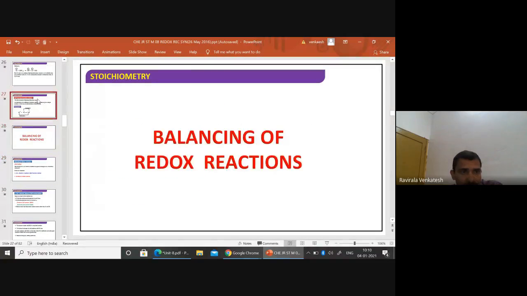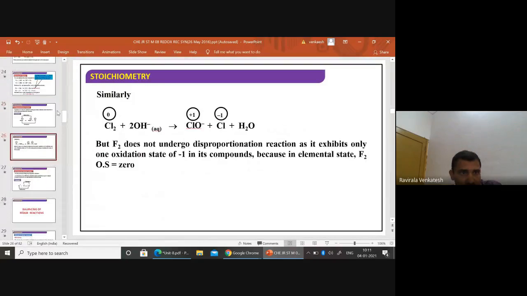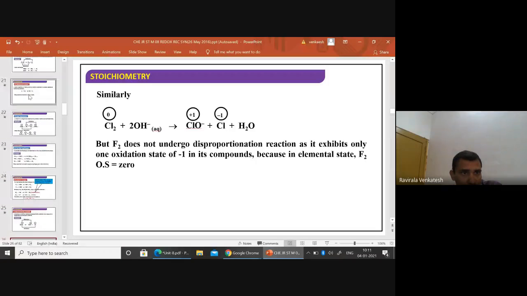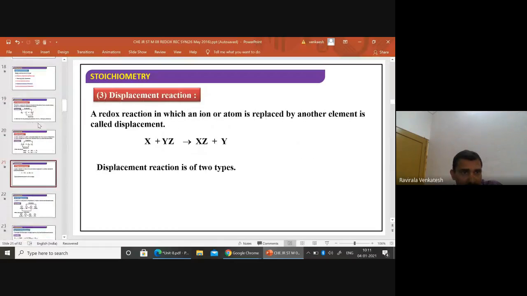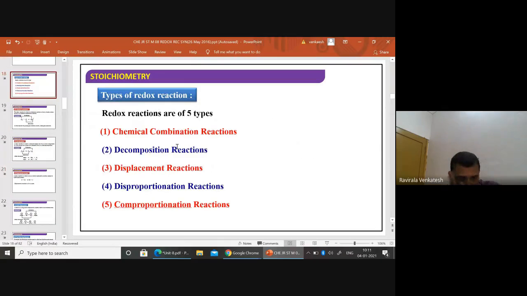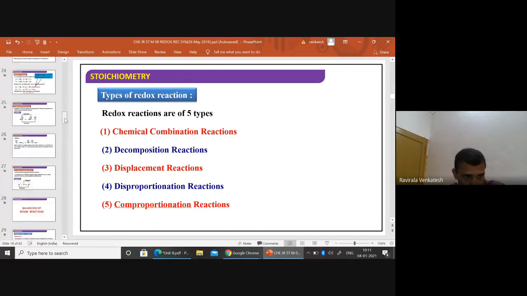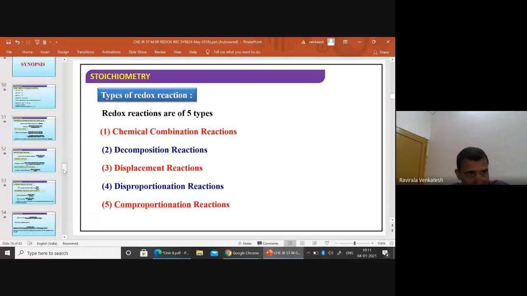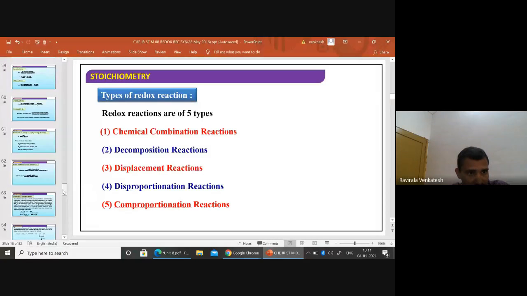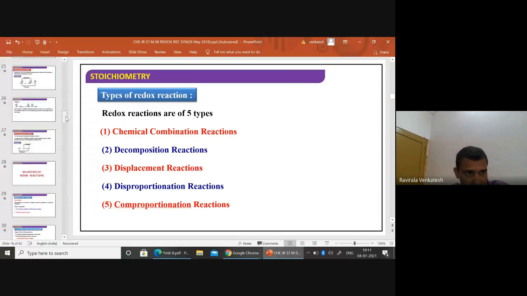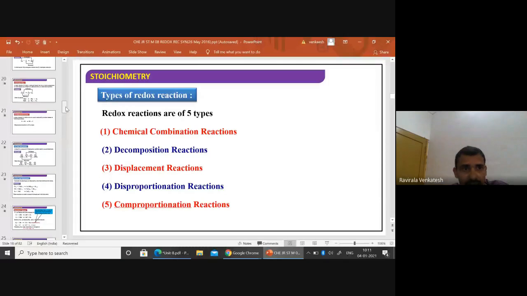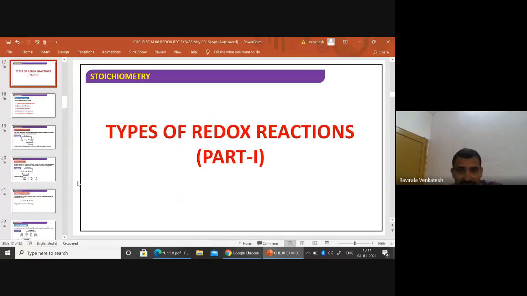We'll do one thing, beta. These types of reactions we'll discuss tomorrow, and we'll discuss some oxidation states also, how to identify the oxidation states. Tomorrow we'll discuss that. We still have many topics, so we'll discuss that then. Right, beta? So the types of redox reactions we'll discuss tomorrow.